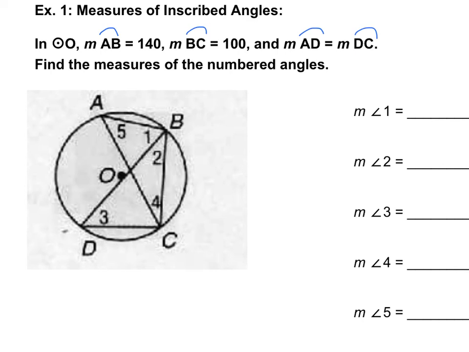From A to B is 140 degrees for that arc. From B to C is 100 degrees for that arc. And then we're told that arc AD is congruent to arc DC.